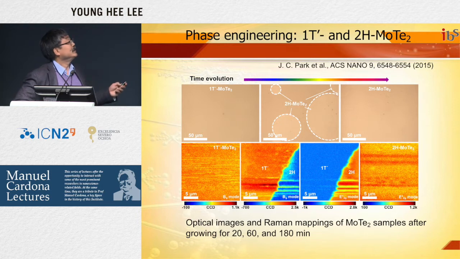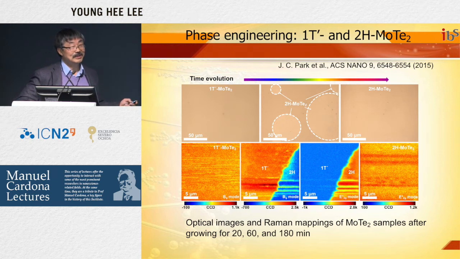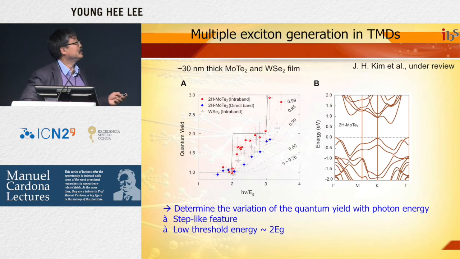Originally this 1T prime phase, which is metallic, is converted into this 2H phase, which is semiconducting. We like to have the semiconducting one. This is actually stable. And as you see, the 2H phase is gradually developing and eventually covers this whole area. So we use this sample and measure this carrier multiplication phenomena.